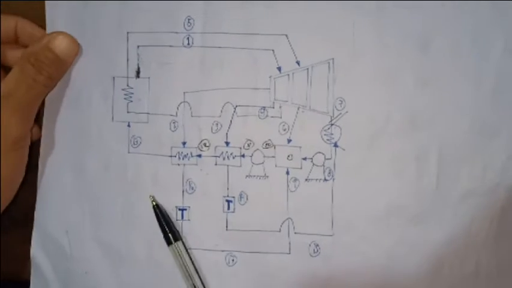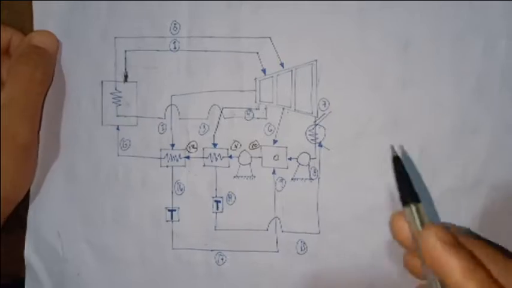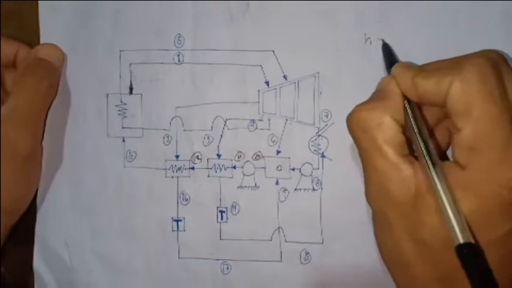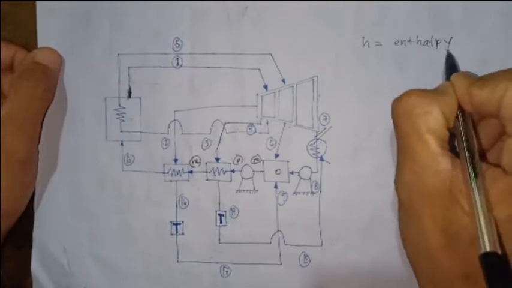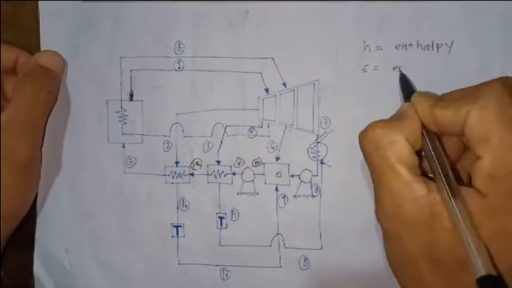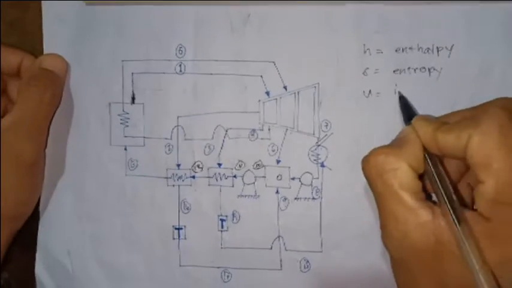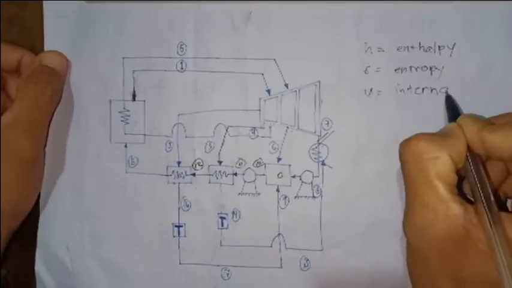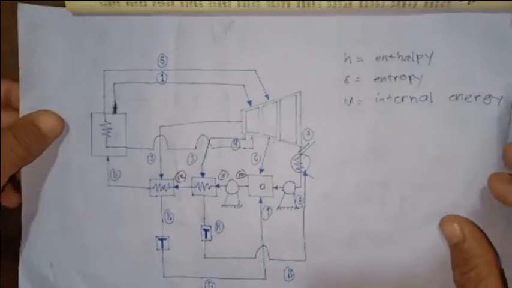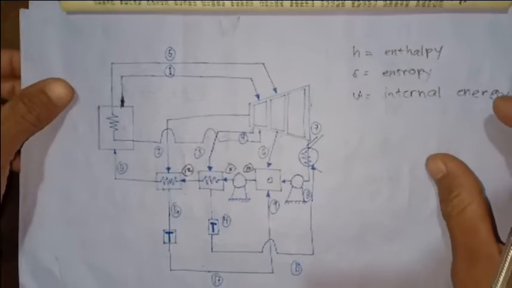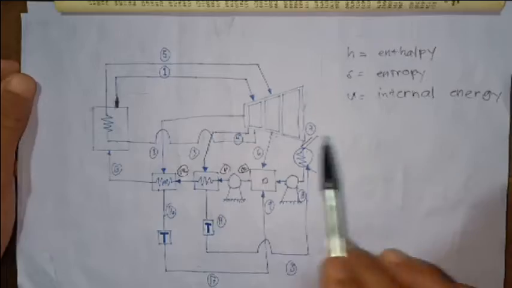So to calculate, let's have all the given. Before that, H is equal to enthalpy, S is equal to entropy, and U is the internal energy. To get the efficiency, we need to calculate all the enthalpy, entropy, and the internal energy from each point.